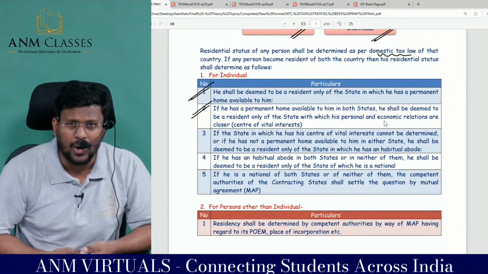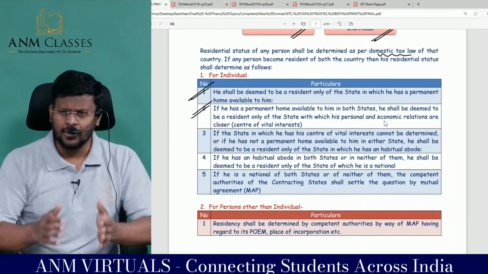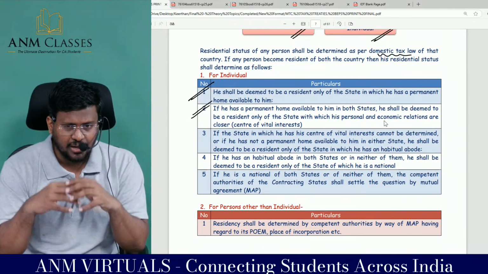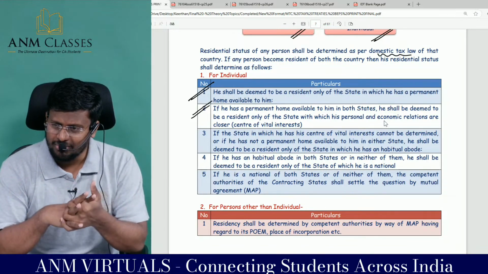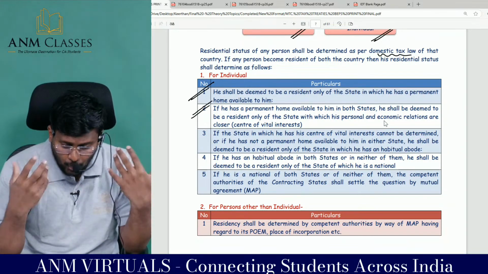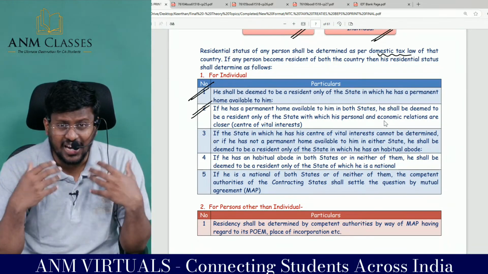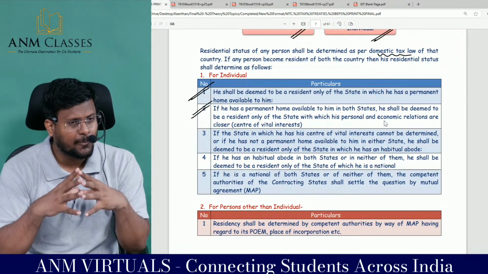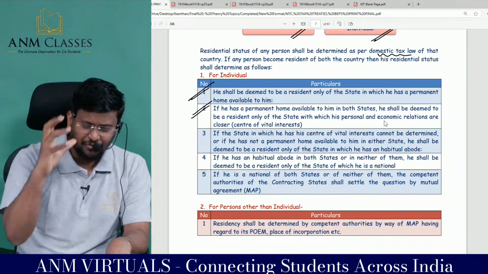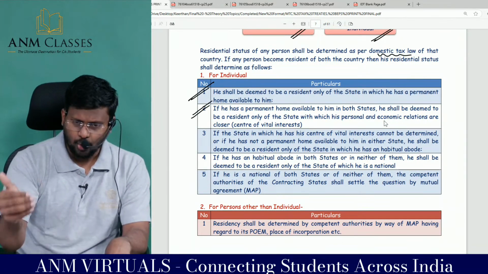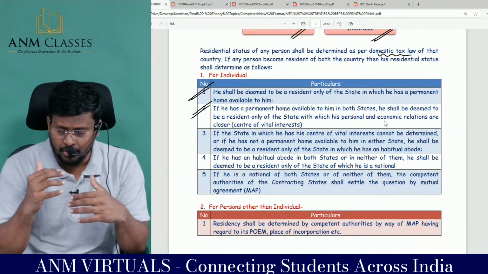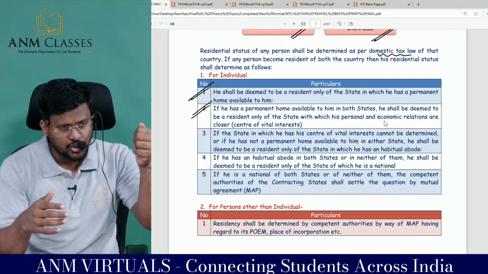That is the center of what interest? Vital interest. Okay, you have homes in both countries, a permanent home in both countries. Now check, sir, where you are doing business. Sir, I am doing 3 businesses in country A. I am doing 2 businesses in country B. That means your personal and economic relations are more in country A. That means you are a resident of country A. Sir, where is your entire family staying? Country A. So, for your economic relationship the example is business, and for personal relationship it is family.